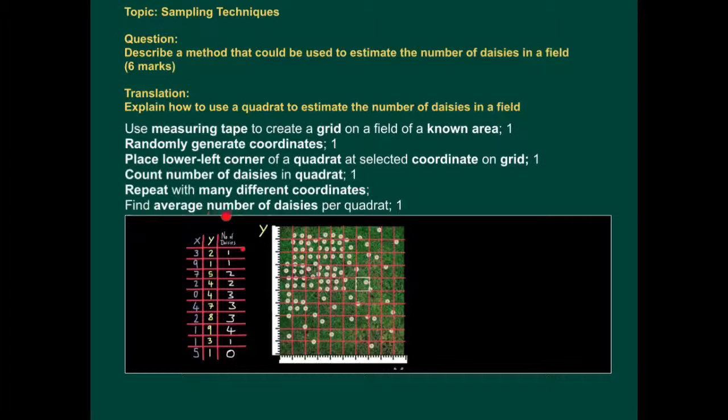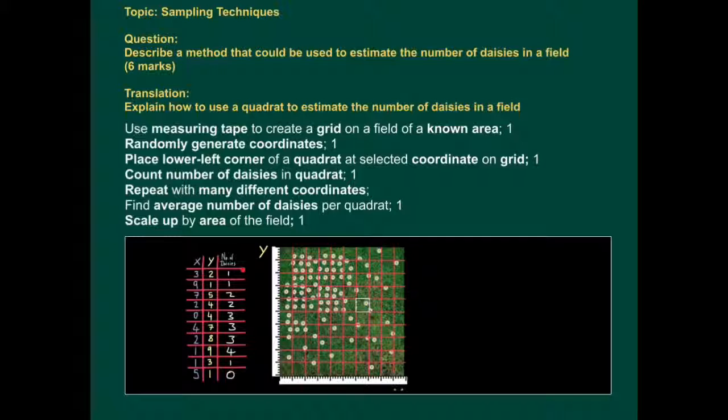So now you find the average number of daisies per quadrat. So you add all these up and divide by the number of quadrat samples taken. So now that I've got the average number of daisies in one quadrat, I just scale it up to the area of the field. That's why you have to know the area of the field.